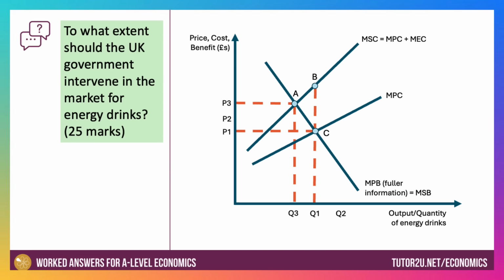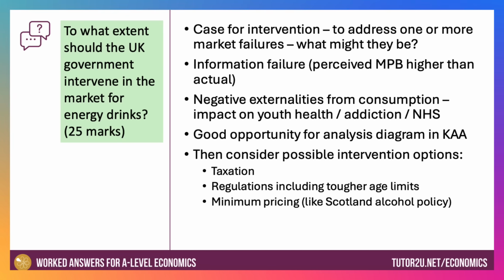Q1 is the consumption, the private optimum. Q3 would be the consumption if we take the externalities into account. Of course, ABC becomes the net or deadweight welfare loss. So lots of opportunities to bring in some analysis. Is that enough for government intervention? And then maybe as part of the answer, consider the possible options for intervention.